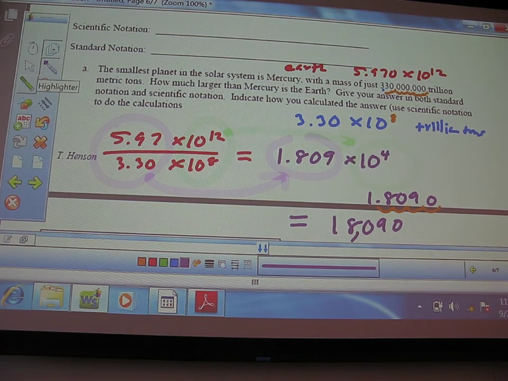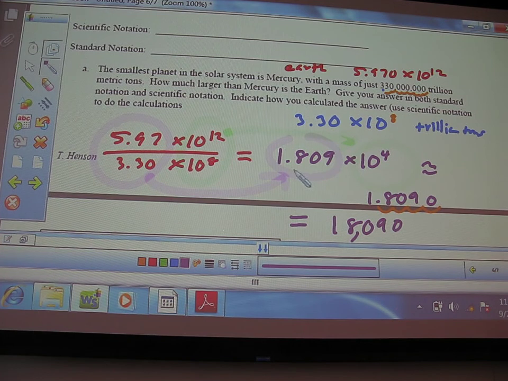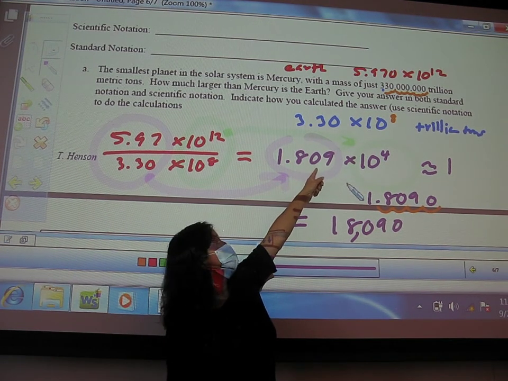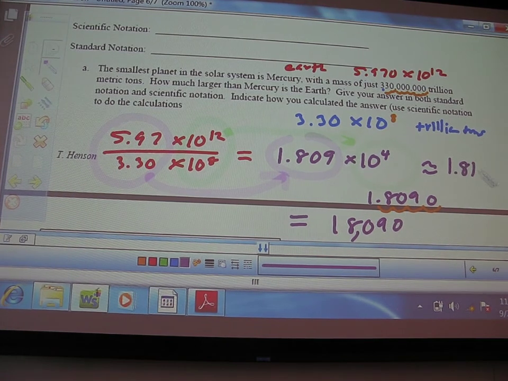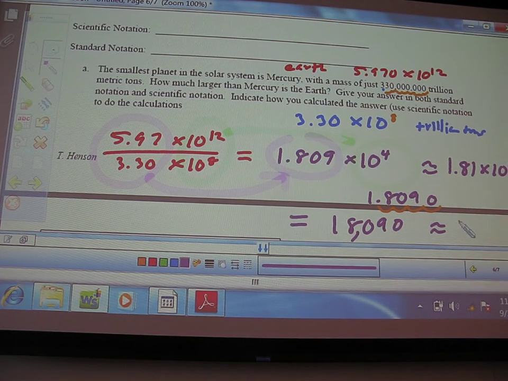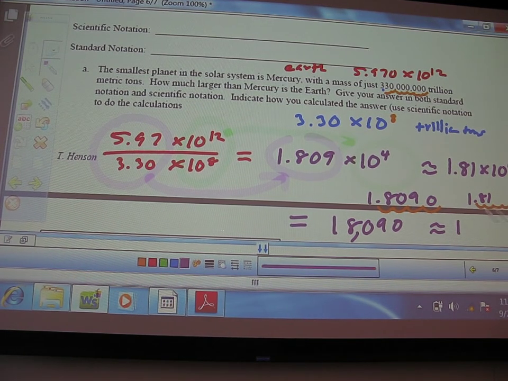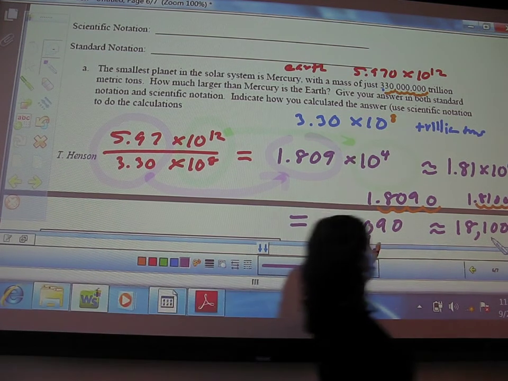In this one, you went to 4 sig figs. We could have rounded it off. Do you guys want to round it off? If I were rounding off 1.809 to 3 sig figs, it'd be 1.81. You brought up a really good point. This is how many sig figs? 4. If I round it off to 3 sig figs, it would be 1.81 times 10 to the 4th. And again, you still move it over 4 times: 1, 2, 3, 4. I have to add 2 zeros, and then my new decimal place would go right there. So this would be 18,100. That's if you do 3 sig figs, versus 4 sig figs.